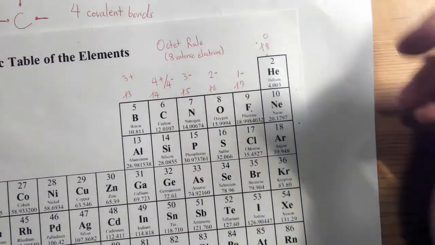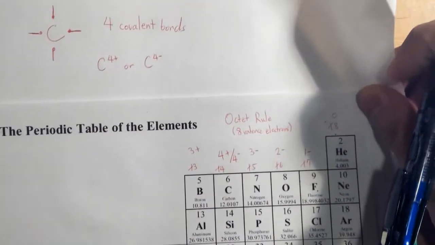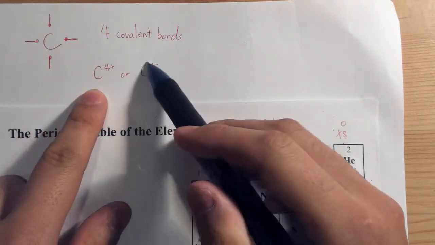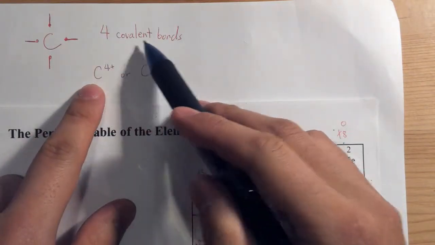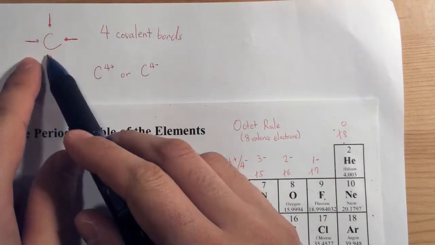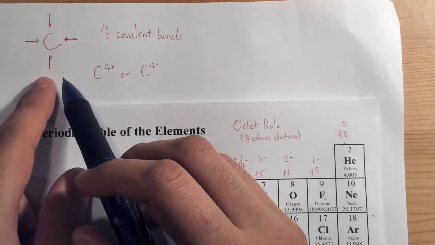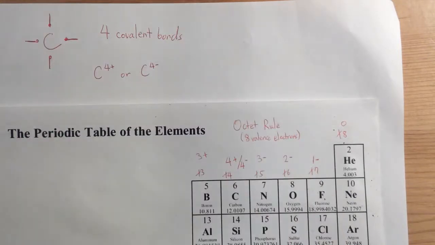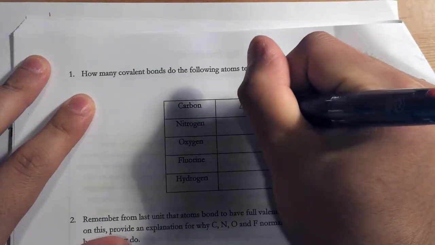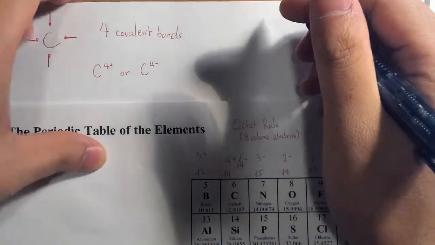Alright? So after understanding all these concepts from the periodic table, we're going to go back to the problem. For carbon, as you know, if it's 4 plus or 4 minus charge, it's going to be 4 covalent bonds. Or if you want to visualize it, put C and 4 valence electrons around the C and create a bond for each. So I'm going to go back to the packet. So this carbon would be 4. Right? Next is nitrogen.